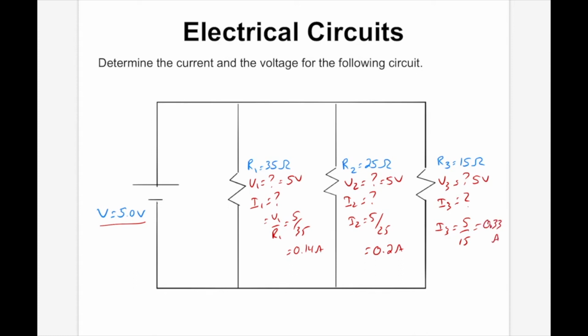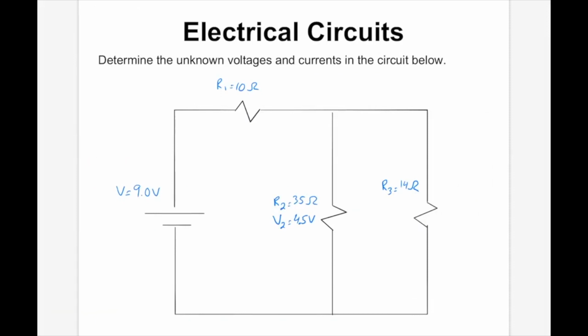Now to find I total, we're not actually asked for this in this question, but we could figure it out. It's going to be I1, which is 0.14, plus 0.2, plus 0.33, and that equals 0.67 amps. So we can figure that one out as well.